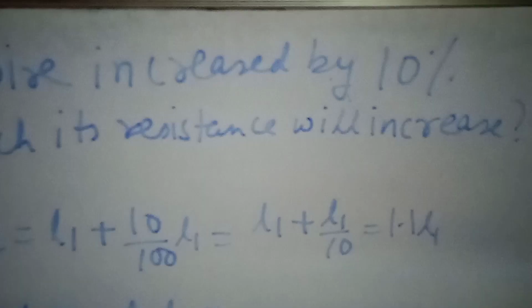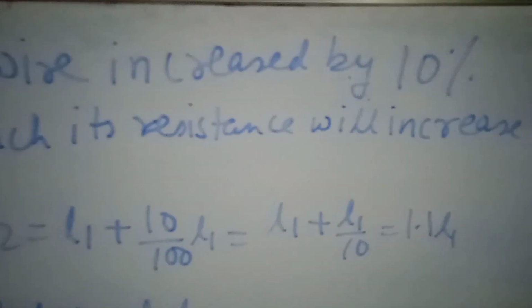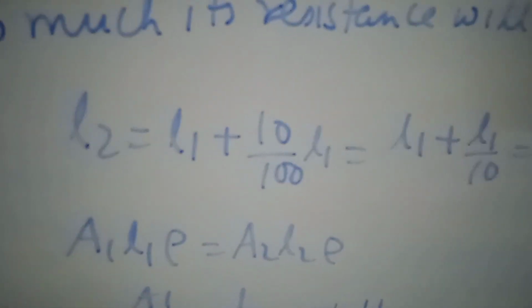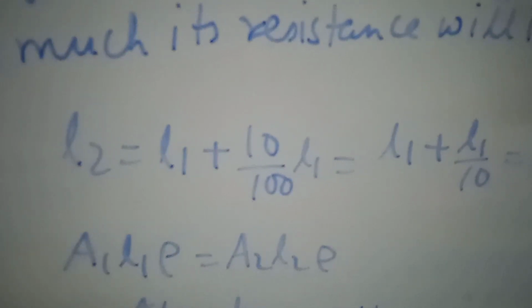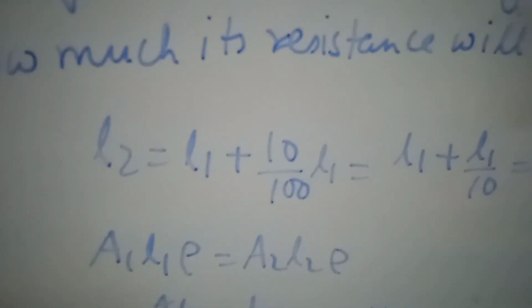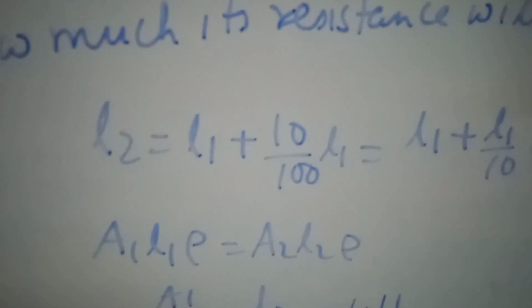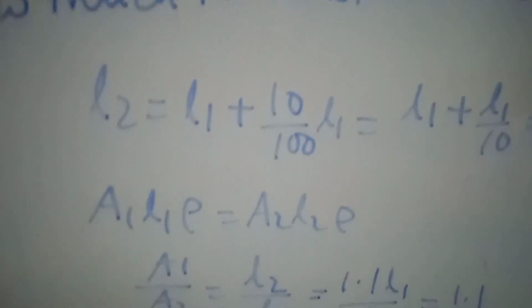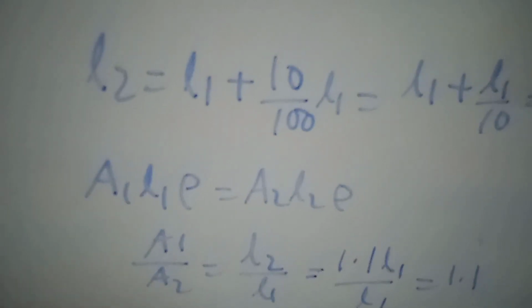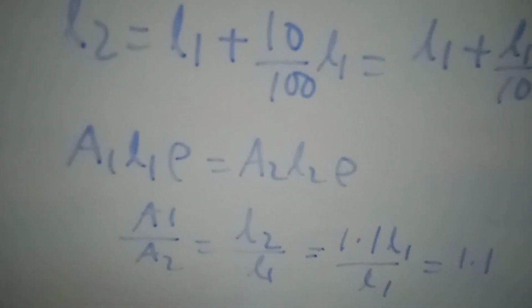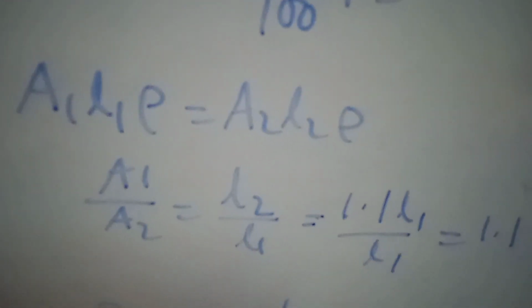If the length is increased, the area has to decrease. As we know, A1 L1 rho equals A2 L2 rho because the mass remains the same. A1 L1 is volume, and volume into density rho is mass. The density remains the same, so A1 by A2 equals L2 by L1. L2 is 1.1 L1 by L1, so that equals 1.1.